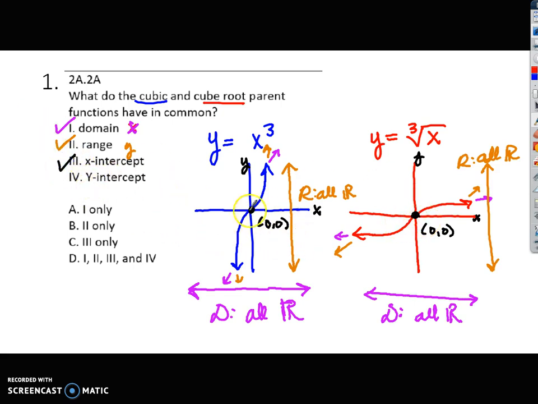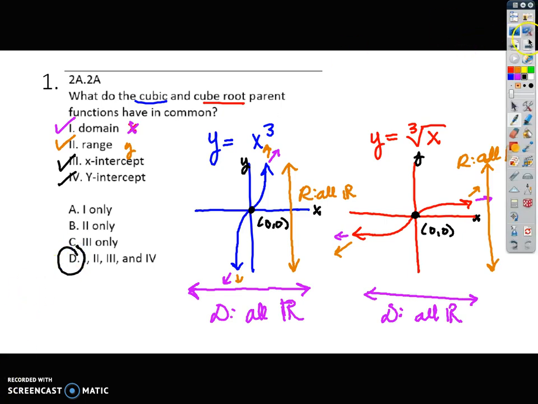What about the y-intercept? The y-intercept, we're looking at this axis. It crosses it at 0, 0. The y-intercept here, it crosses at 0, 0. So again, they have that one in common. So they have all these things in common. So the answer here is going to be D. Let's go on to the next one.